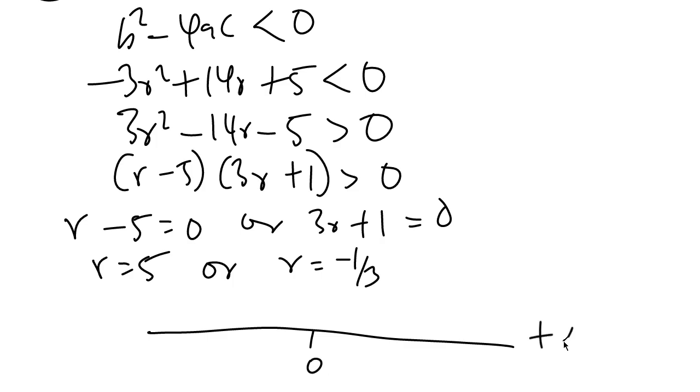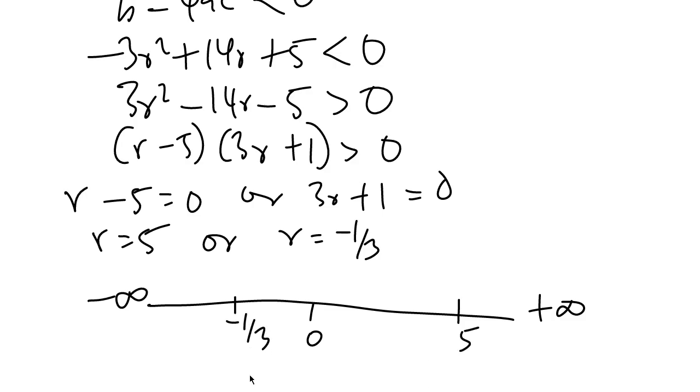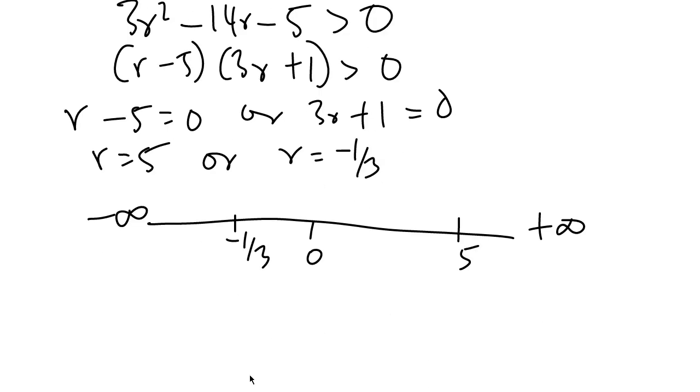Draw a number line. Here is 0, here is positive infinity, here is negative infinity. Let's say here is 5 and here is negative 1 over 3. Now test in each region. You will notice that at these 2 points the function will be 0, because if you substitute 5, you have 0, which is not greater than 0.